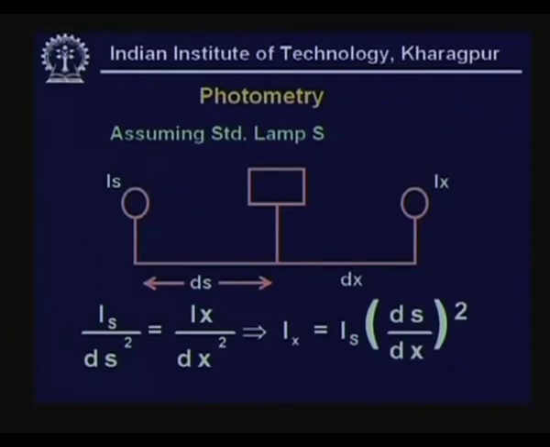That means, what we are trying to do is move the central screen till such time the illuminance on either side is the same. Illuminance, recall, is nothing but luminous intensity by the distance square. So, you have Is by ds square is equal to Ix by dx square. So, this becomes important, and in fact, more details of these photometric methods would be covered in a subsequent lecture.